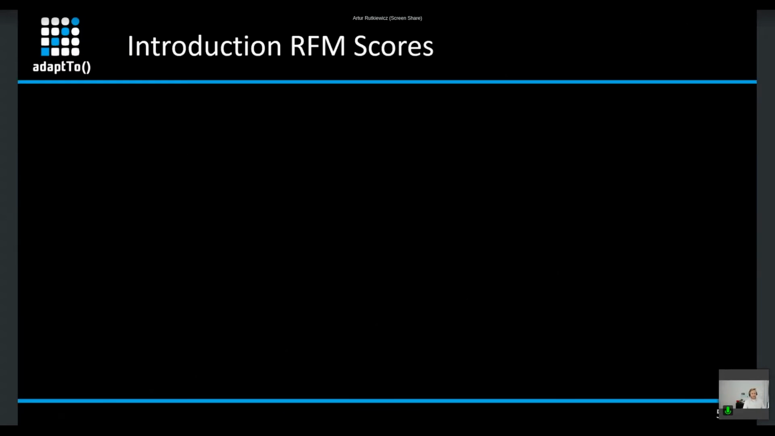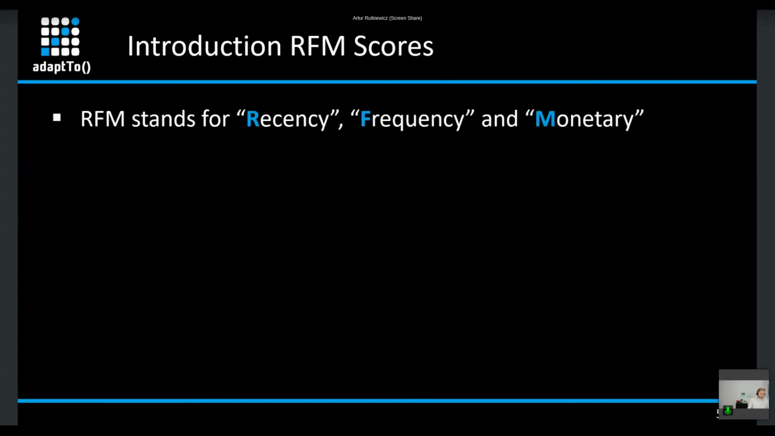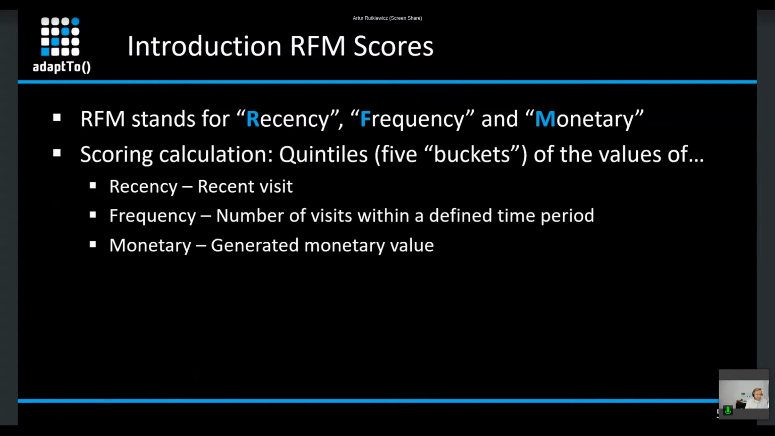All right, so RFM scores. RFM stands for Recency, Frequency, and Monetary. It's a framework to categorize users, and the calculation is quite simple. So for all of these three categories, we are calculating so-called quintiles. For those who are not familiar with this term, you could say it's like 5 different buckets.